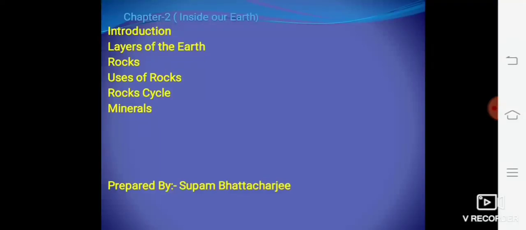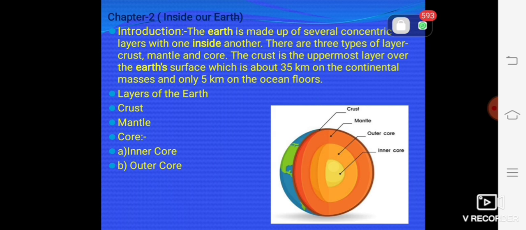Good morning, everyone. Today, we will start our new chapter of Geography, chapter number 2, Inside our Earth. Here is the synopsis of this chapter: Introduction, layers of the Earth, rocks, uses of rocks, rock cycle, and at last, minerals. So, let me first start with the introduction part.